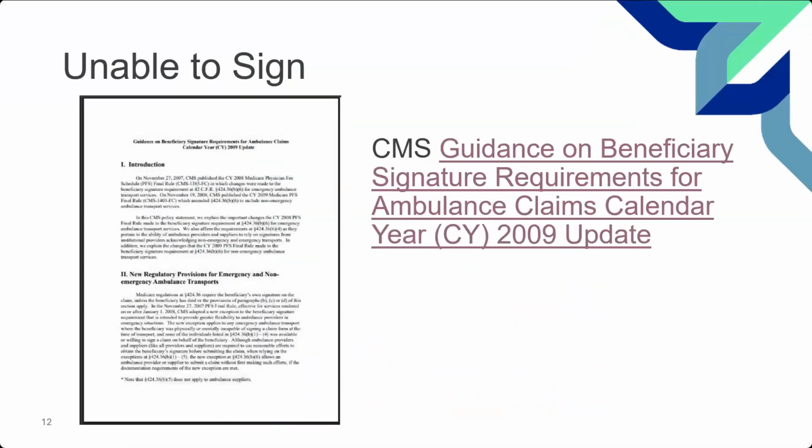So again, if they're unable to sign, document why they're unable to sign. If you haven't documented that, you won't meet the information within this document. So using a generic statement such as "patient unable to sign" isn't going to be enough. We have to know why, today, at this moment, they're unable to sign.